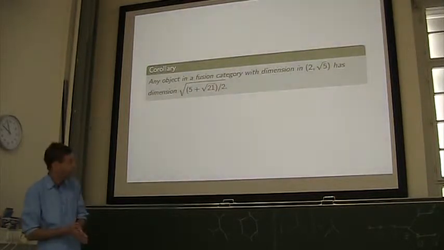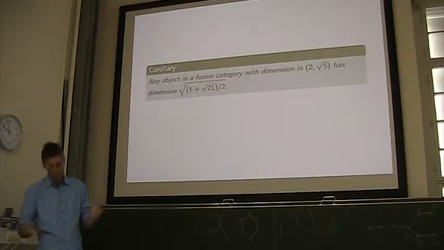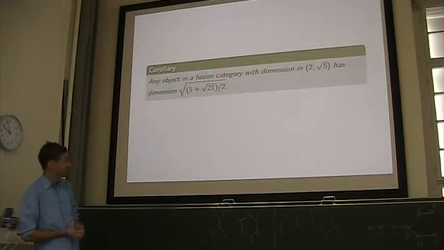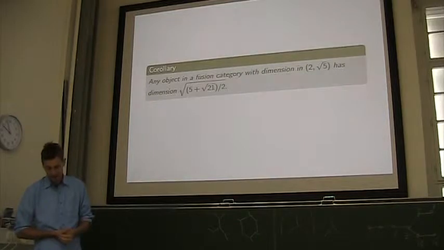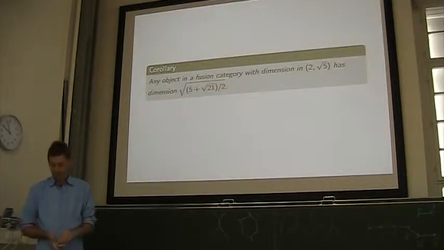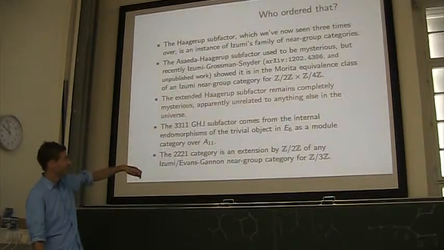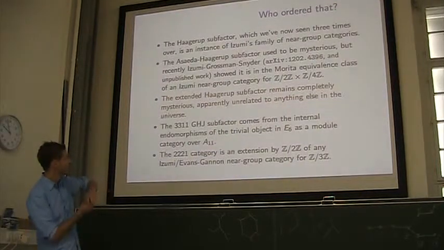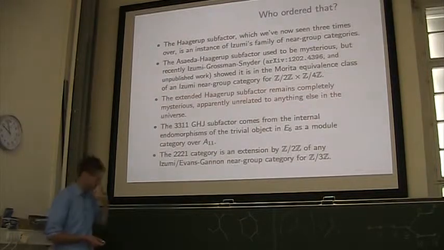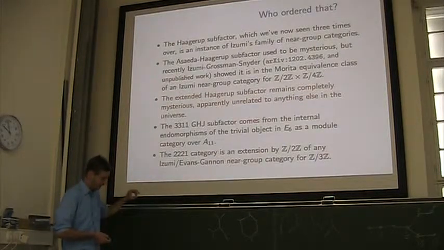The theorem on subfactors with index between 4 and 5, well, it's just this: if you have an object in a fusion category with dimension between 2 and square root 5, then in fact we know exactly what the dimension is. Just going back here, you look at all of these subfactors, and basically, well, I guess this is a little bit complicated.